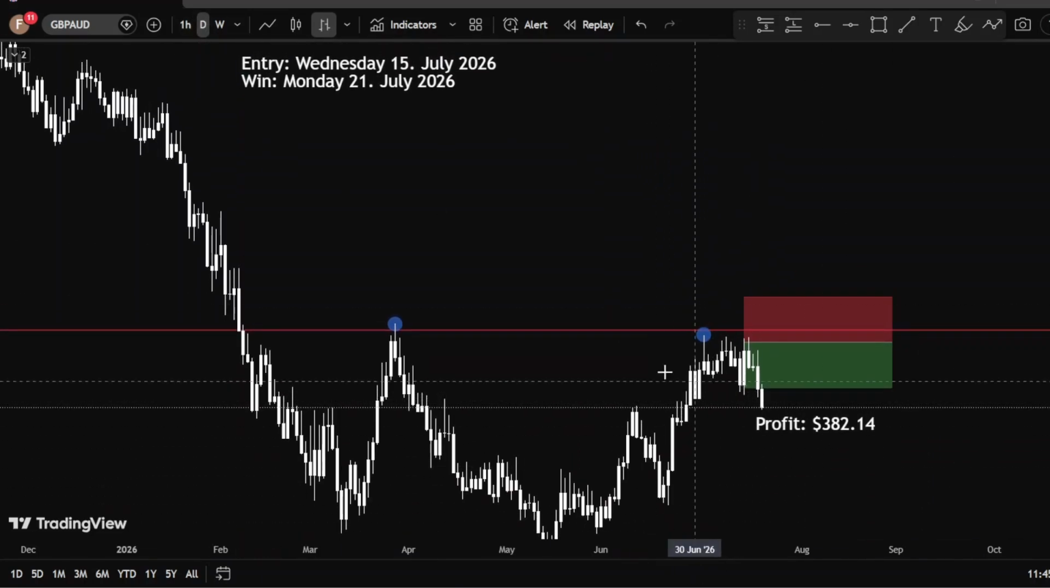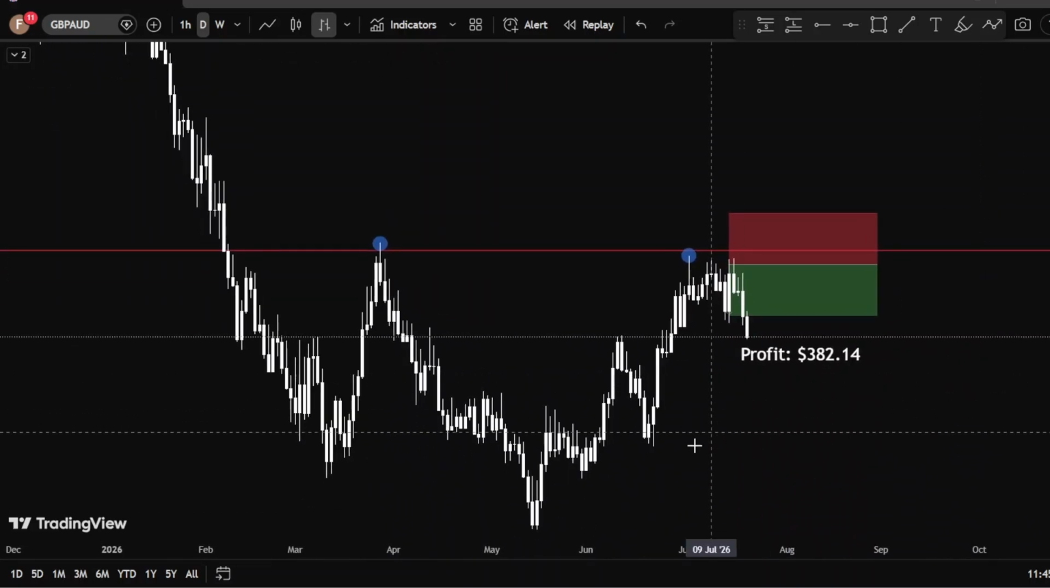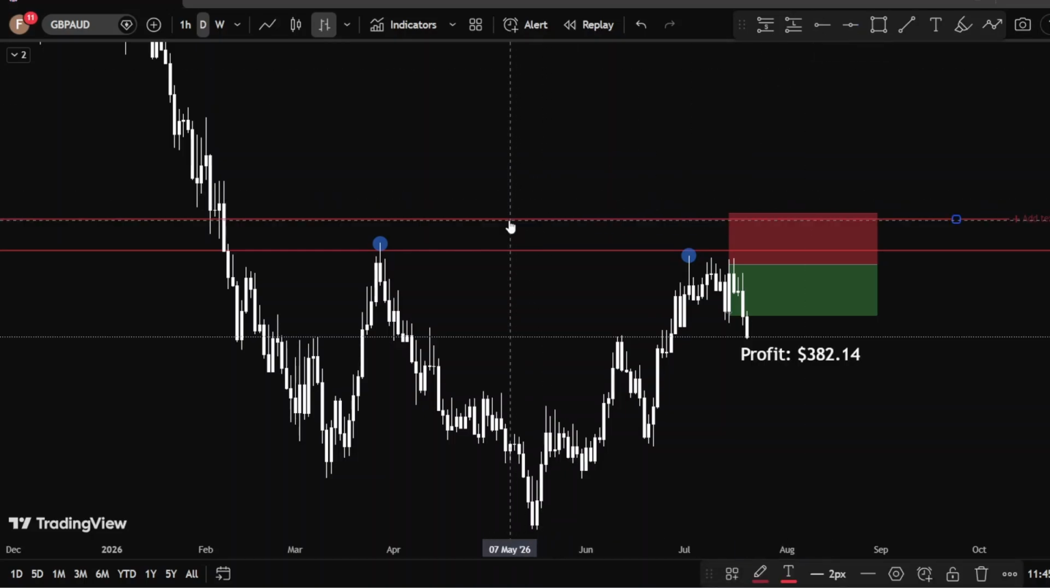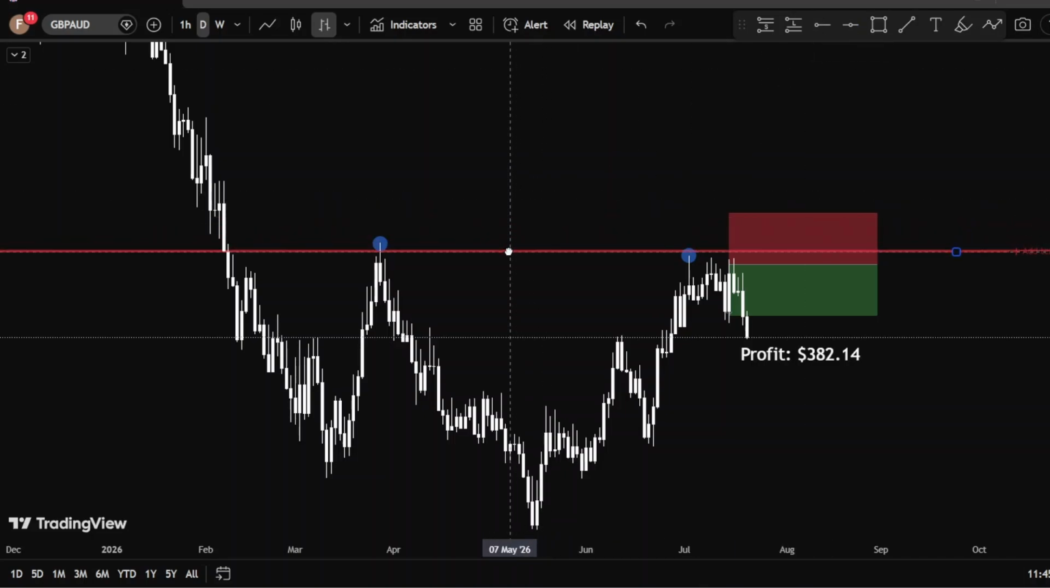Price comes in here. In the past, it comes into the zone. It bounces. Same thing happened here. It comes into the zone again, bounces. That's when I placed the red line. I placed it here, right here.